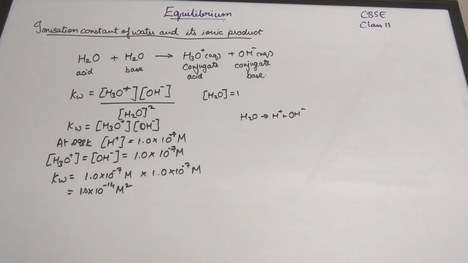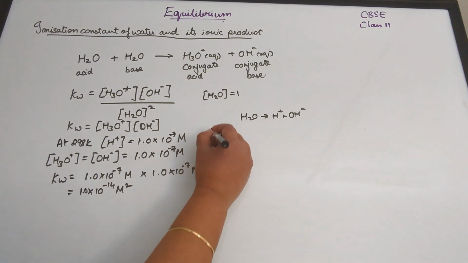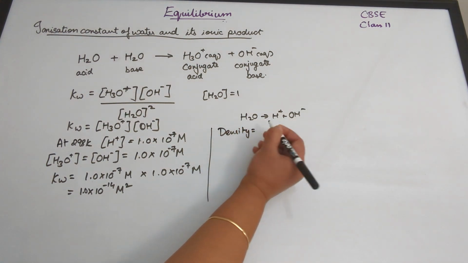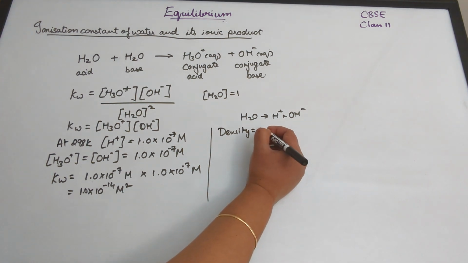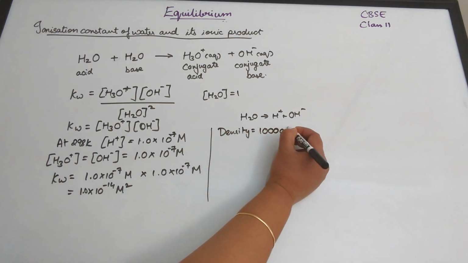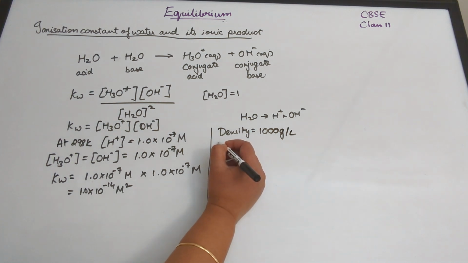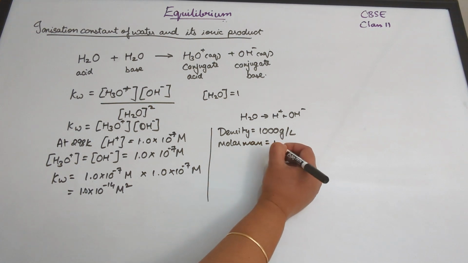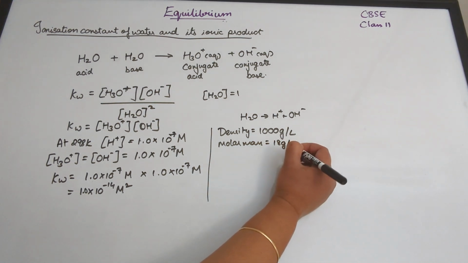Now, next we are going to figure out the ratio between the dissociated and the undissociated water molecules. There is a point to this, I promise. So when we think about this, the density of water is equal to 1000 grams per liter. And then we know that the molar mass of water is 18 grams per mole.